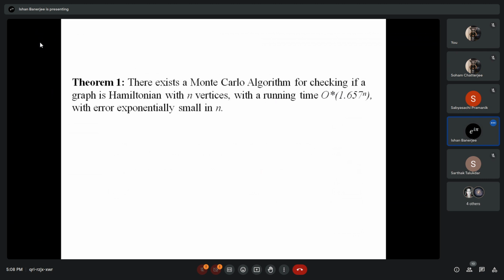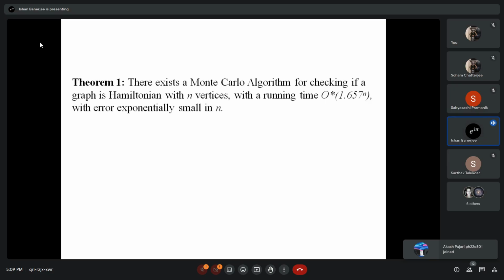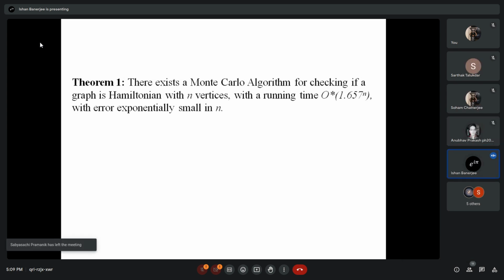Okay. So the main result of this paper is that there exists a Monte Carlo algorithm for checking if a graph with n vertices is Hamiltonian or not, and it has a running time of O star 1.647 to the power of n, and has an error exponentially small in n. Now, since this is a randomized algorithm, there has to be an error, and we need to diminish that error as much as we can.